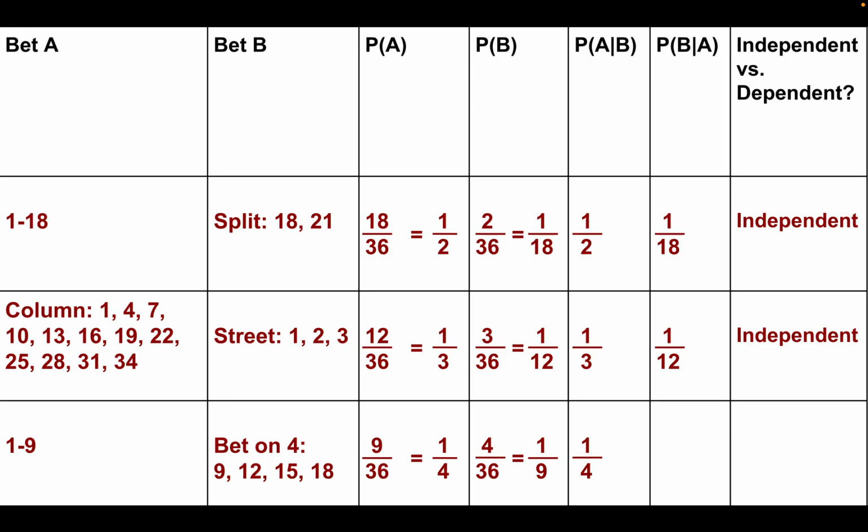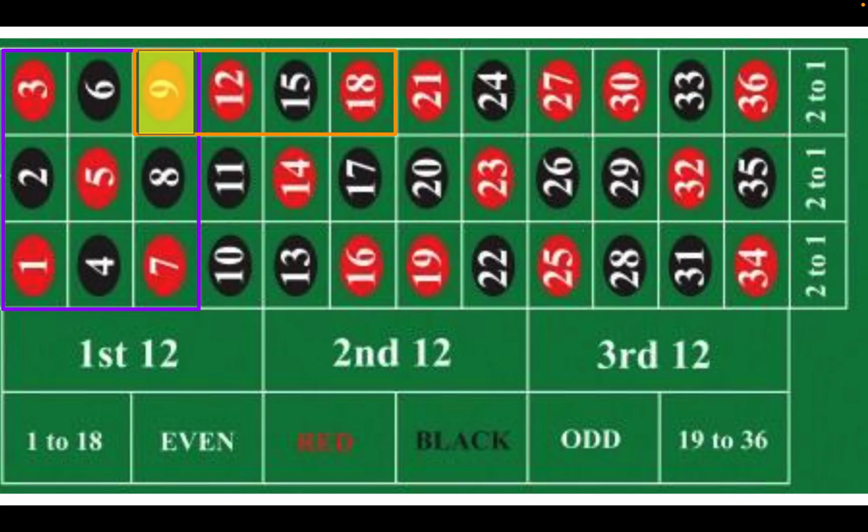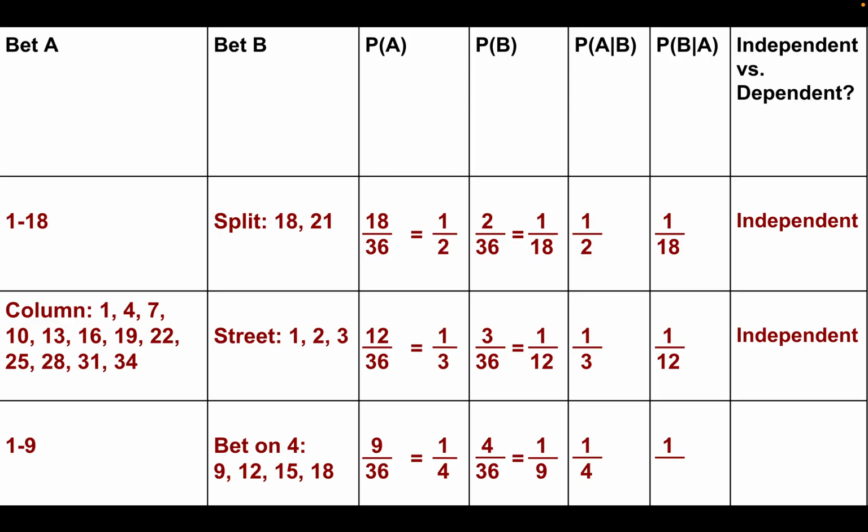And then for my other conditional probability, again, I need the intersection for my numerator, so there's 1 way to win both bets, so this will be 1 out of, and then there's 9 ways to win bet A. And so these are independent because the probability of winning bet A is equal to the probability of winning bet A given B. And the probability of winning bet B is equal to the probability of winning bet B given A.